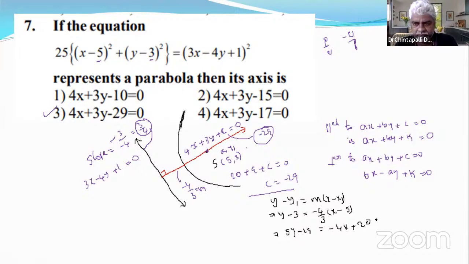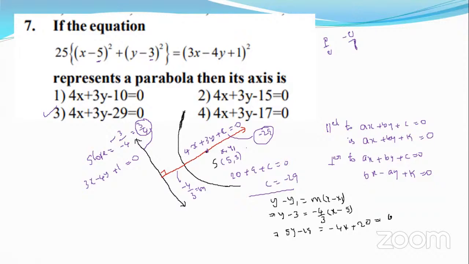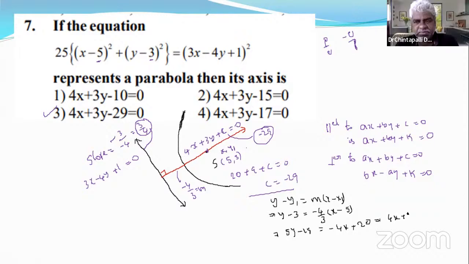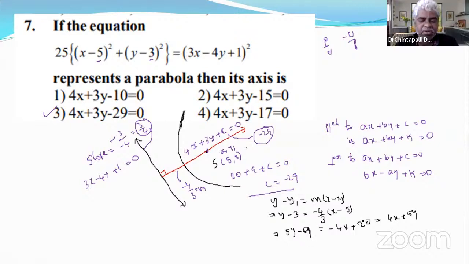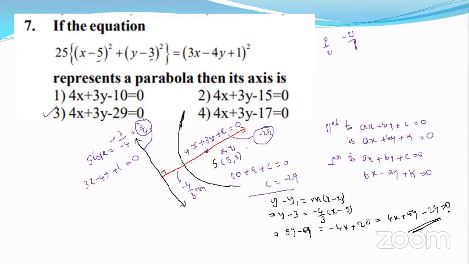Implies 4x plus 3y, and there is 9 there, sorry, it is 9 only. Minus 9 is there, plus 20 will become minus 20. So in total it is minus 29 is equal to 0. Got it?